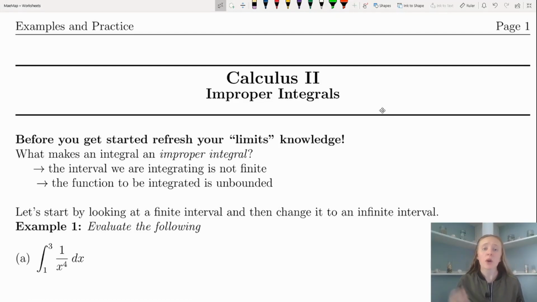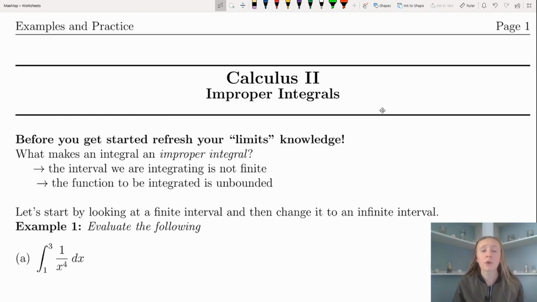In today's video, we're going to do some examples and practice problems on improper integrals. Now up to this point, we've talked about a lot of different integration strategies and techniques, and we haven't discussed the bounds very much. So let's go ahead and talk about those. But more specifically, we're going to talk about that relating to improper integrals.